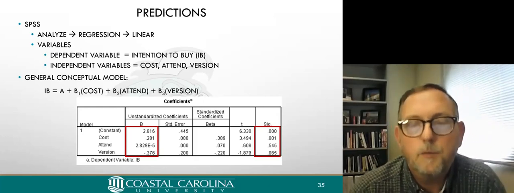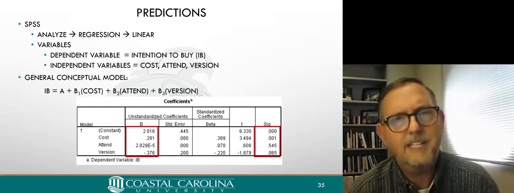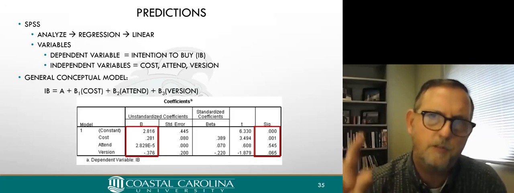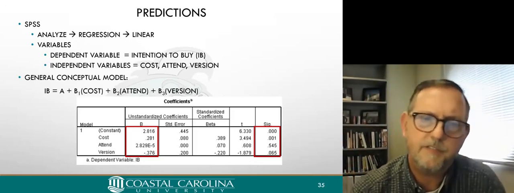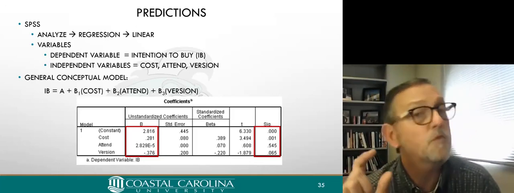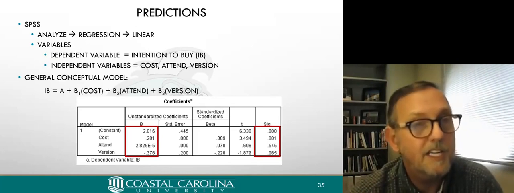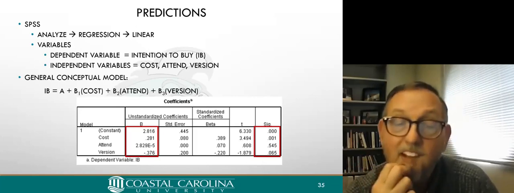B2, the beta associated with attend, is really, really small. That's a -5, a scientific notation, right? So imagine 5 places to the left: decimal, 4 zeros, 2829. That's a really, really small number, very close to 0. So you could say that it has almost no influence on intention to buy, just because it's so small.